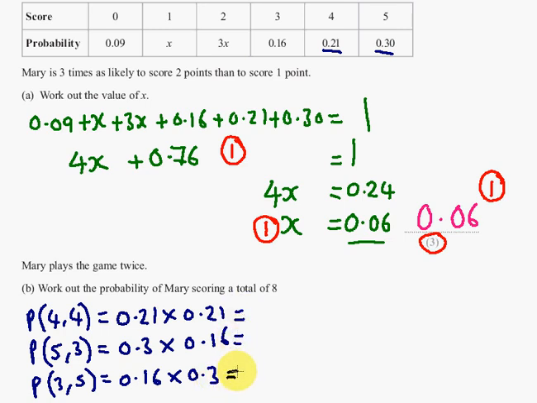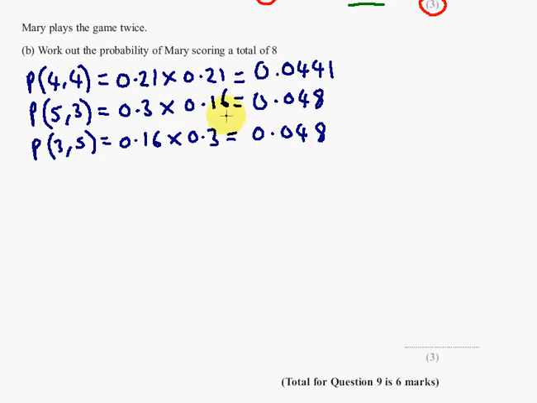Okay, so 0.21 times 0.21 is 0.0441. 0.3 times 0.16 is 0.048. And 0.16 times 0.3 is the same, so 0.048. Okay. Now, we need to add all of those probabilities together, as we want to work out the probability of Mary scoring a total of 8. Okay. These all give me 8. These are all the probabilities that will give me a total score of 8. Okay, so we need to add all of those up.